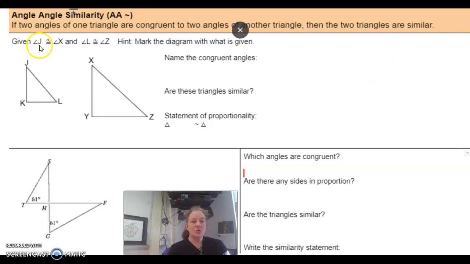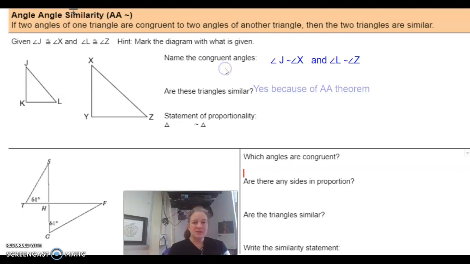So we're told that angle J is congruent to angle X, and we're told that angle L is congruent to angle Z. That's what they tell me right up here, okay? So are they similar? Yes, because of the angle-angle theorem. If angle J is congruent to X and angle L is congruent to Z, then the two triangles are similar. Not congruent triangles, just similar triangles. Can't prove they're congruent. So that would mean that J and X are in the same spot, L and Z are in the same spot, and so K and Y have to be in the same spot. So JKL is similar to XYZ because of the angle-angle theorem.